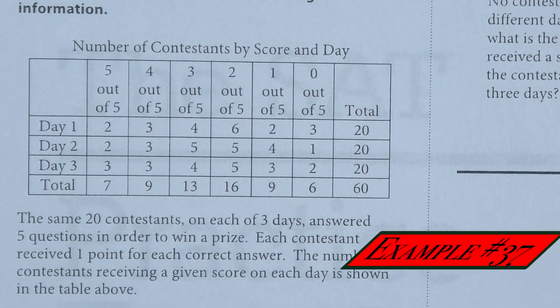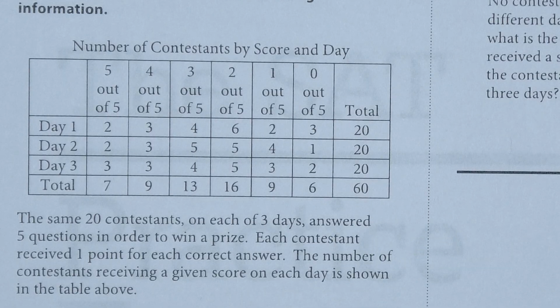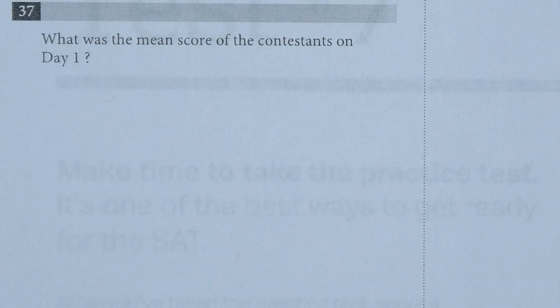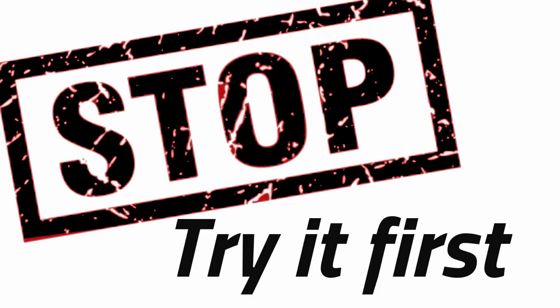For questions 37 and 38, we're going to refer to this information. The same 20 contestants on each of 3 days answered 5 questions in order to win a prize. Each contestant received 1 point for each correct answer. The number of contestants receiving a given score on each day is shown in this table. What is the mean score of the contestants on day 1?